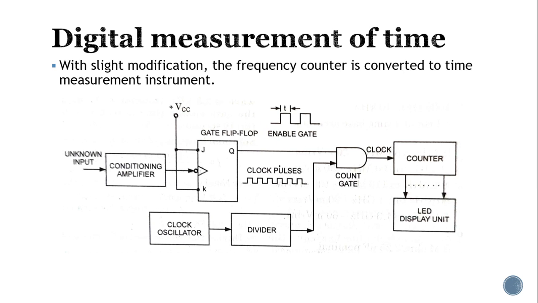Both of these are again compared. It's the same principle. You send them through an AND gate, and you count the number of pulses during the high time of your enabled gate. Then you can find out the time period. It's basically the same concept.